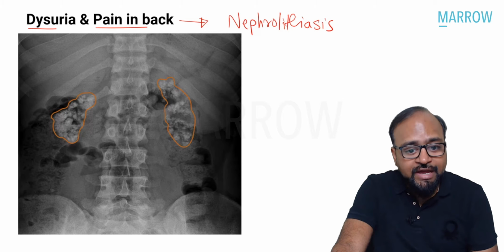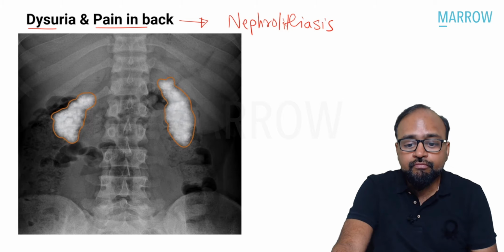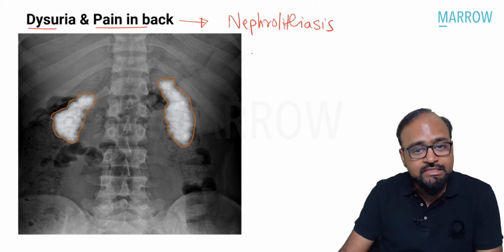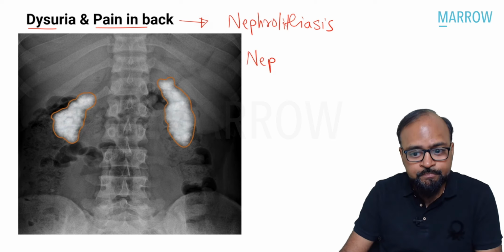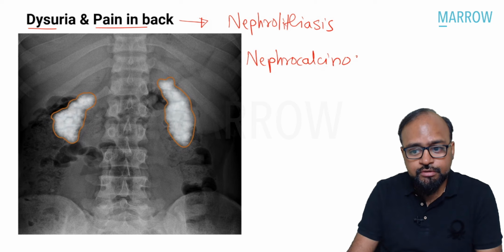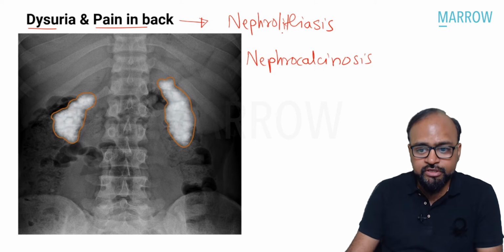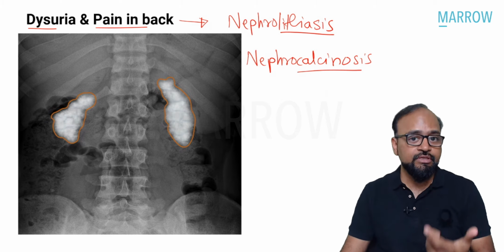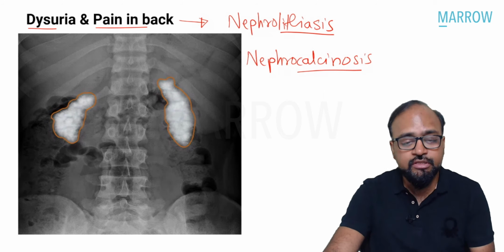So this is in fact calcification in the renal parenchyma. So this is not nephrolithiasis. In fact, this is nephrocalcinosis. Do you get the difference between them? Nephrolithiasis means renal calculi. Nephrocalcinosis means calcification involving the renal parenchyma.